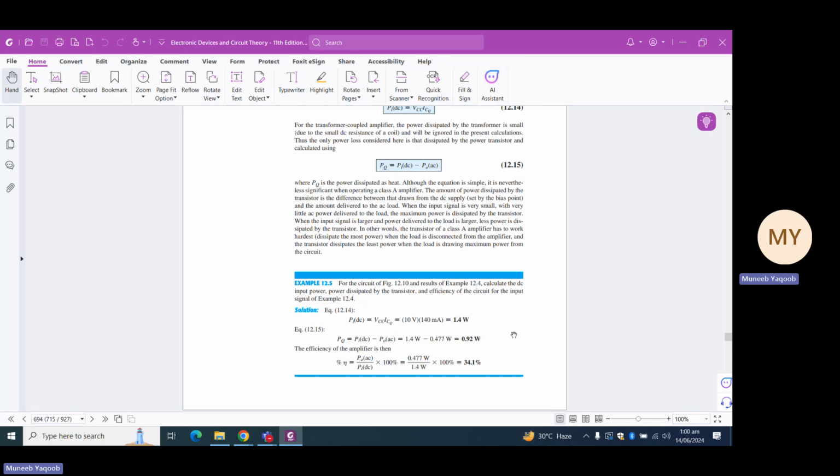So the conclusion is, a transformer coupled power amplifier is much better in terms of efficiency as compared to a simple class A power amplifier. But at the same time, we must consider that transformer is a very expensive equipment. So we can't afford transformer everywhere. But for applications where money is not important, rather efficiency is more important, we can use this transformer coupled class A power amplifier.